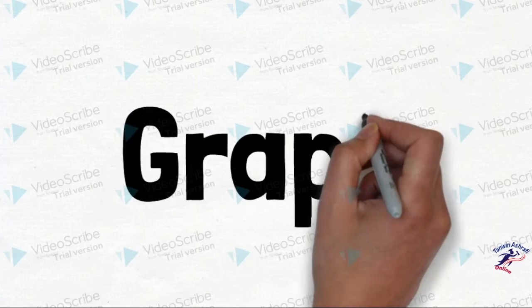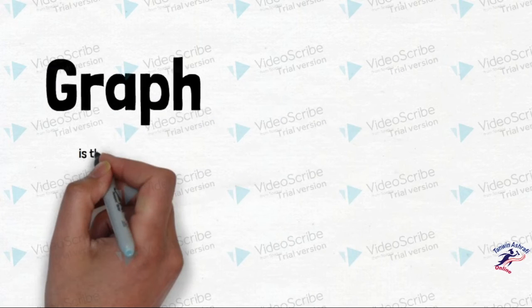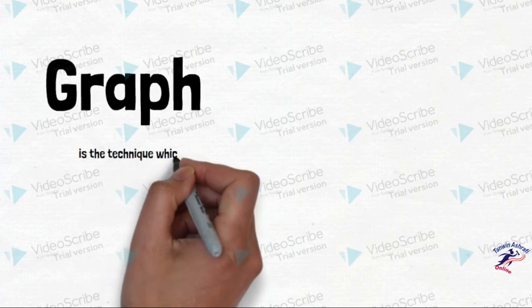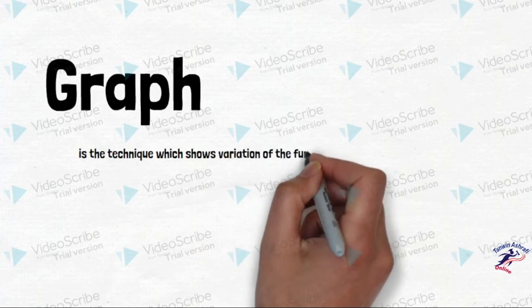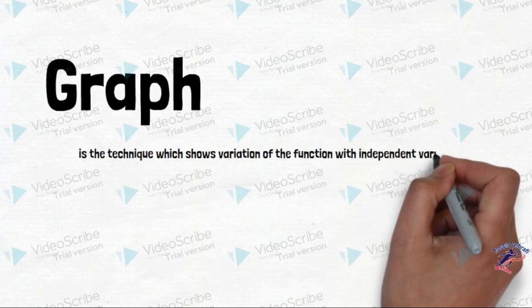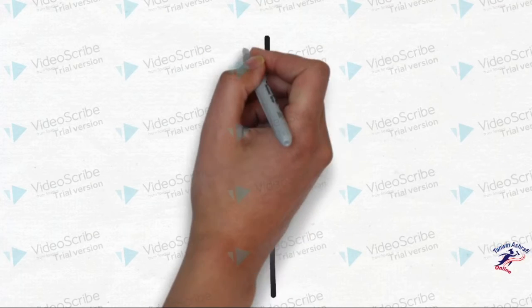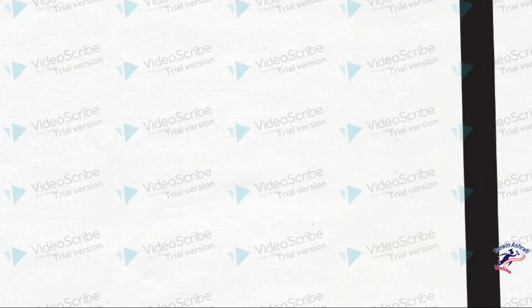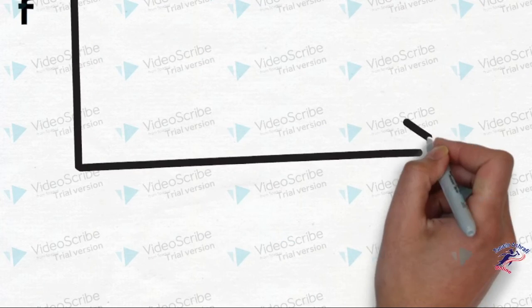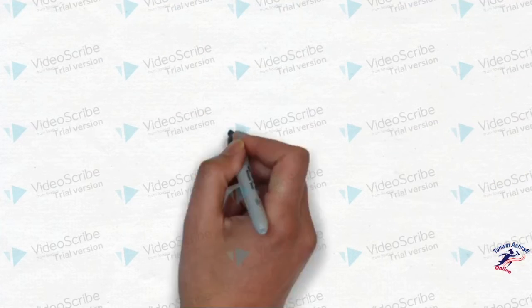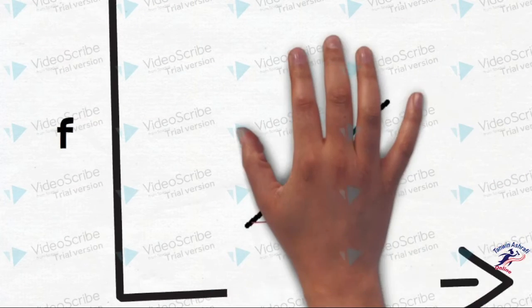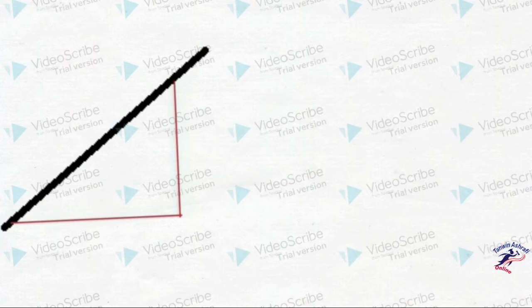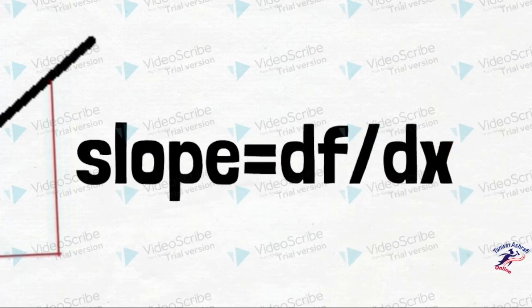So let's see. Before going for the operator, we will understand the graph, which is the actual basis of our knowledge. The graph is a technique which shows the variation of a function with the independent variable. That means, let's suppose there is a function f and we need to find its variation with the independent variable, let's suppose x, and the variation is shown by a line, and we try to find the slope of it, which shows the variation.